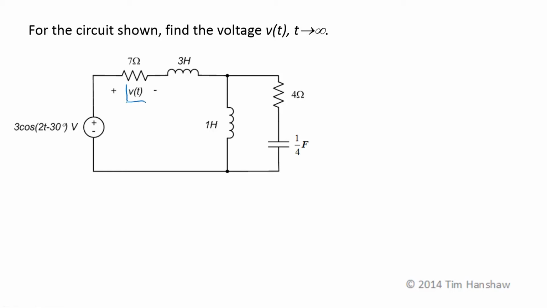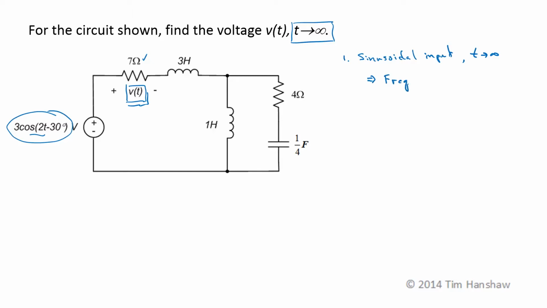We want to find the voltage V of t across this 7 ohm resistor in this circuit as t goes to infinity. As usual, we want to develop a plan for what we want to do, so let's take a look at what's important about this. The input's a sinusoid, and we want to find the particular solution as t goes to infinity, so this V of t is going to be the same form as the input, so all the signals are going to be sinusoidal in this system. So we want to do frequency domain analysis, which means that we're going to want to use phasors for our voltages and currents, and impedances for our circuit elements.